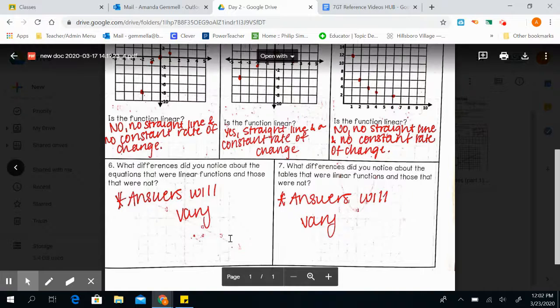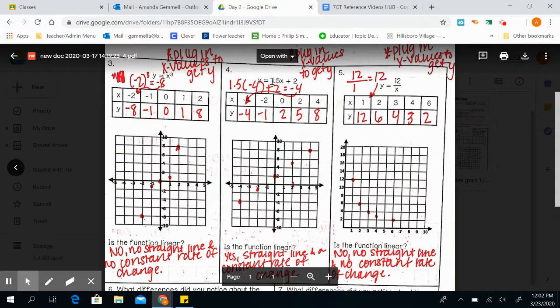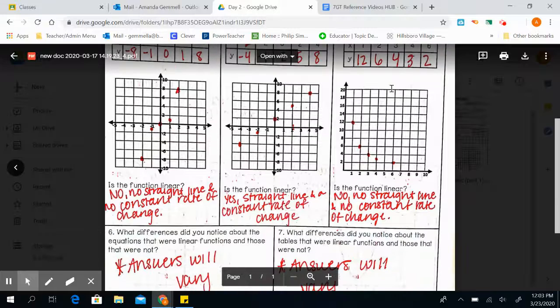Again, the equations that were linear could be written in the form y equals mx plus b. The equations that were nonlinear, again, this one was raised to a power, and this one had x in the denominator. If x is in the denominator, it's also going to give you a nonlinear function.